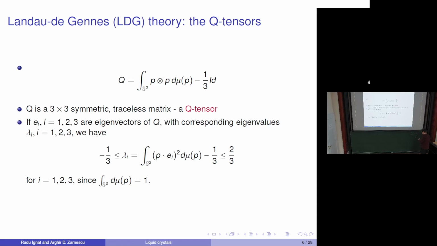This gives you this, and you remember what Q is, you get this expression. And then P dot product with e_i, where P is a unit vector as well, so this is a number between 0 and 1. And this measure is a probability measure, so its integral is 1. So overall, these lambda are between -1/3 and 2/3.